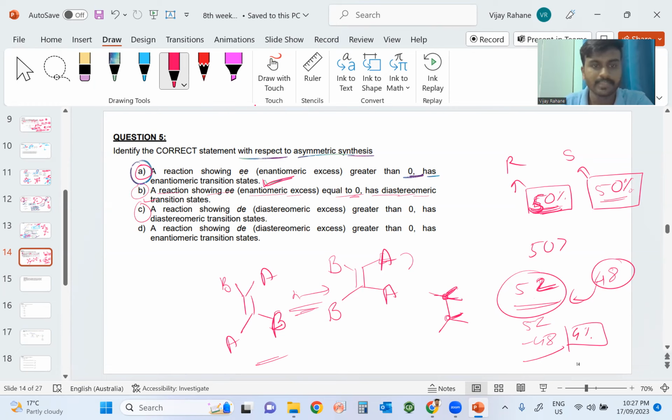The third statement is, a reaction showing diastereomeric excess. The DE, remember, sometimes they will not give the full form. The DE stands for diastereomeric excess, and EE stands for enantiomeric excess. So these short forms also you have to keep in mind. The statement is, the reaction showing diastereomeric excess greater than 0 has diastereomeric transition state. All right, as we have seen, the same. The last one is, the reaction showing diastereomeric excess greater than 0 has enantiomeric transition state.